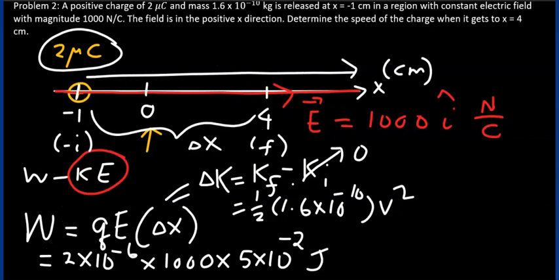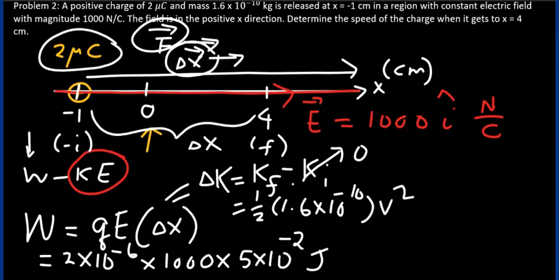So how do we know the work is positive? The electric force is in this direction, to the right. The displacement is also in that direction, so the dot product of the force vector and the displacement vector is positive. So work is positive, and the change in kinetic energy is also positive. Namely, the final kinetic energy is greater than the initial kinetic energy.